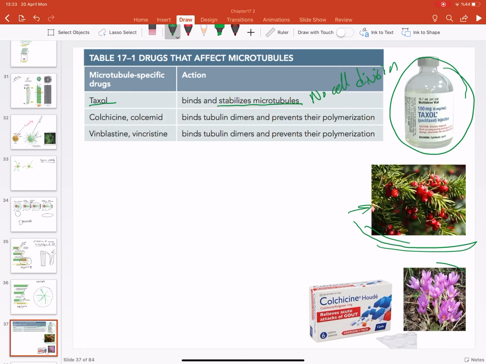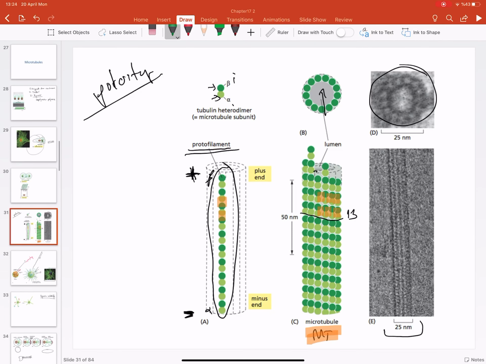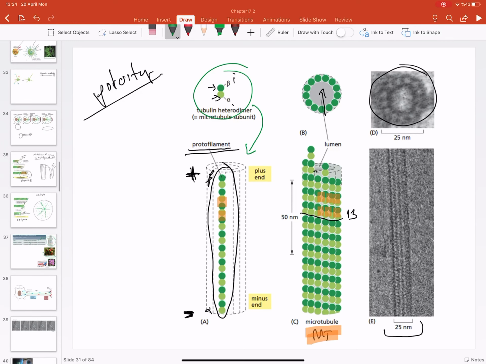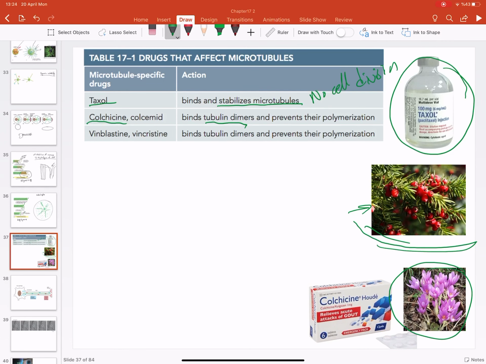Another form is this flower. Colchicine is obtained from the flower, and it binds to tubulin dimers and prevent polymerization. So here they stay as the monomer form, and these monomers cannot join the protofilaments and no more polymerization. So these microtubules, they will mostly depolymerize, so the cell is going to lose its shape, and somehow it helps this inflammatory disease. Most possibly the immune system cell cannot change shape properly.